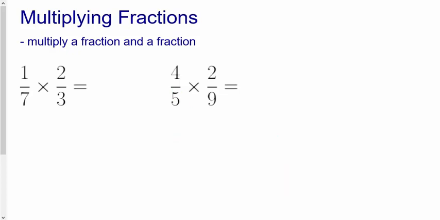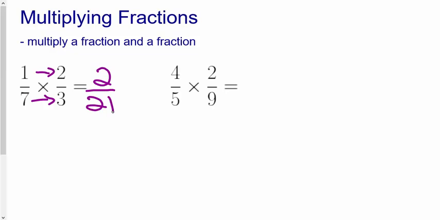All right, here are a couple for you to practice on your own. 1/7 times 2/3. You need to find a seventh of 2/3. I'm going to multiply the two numerators together. 1 times 2, that's 2. I'm going to multiply the two denominators together. 7 times 3, that's 21.